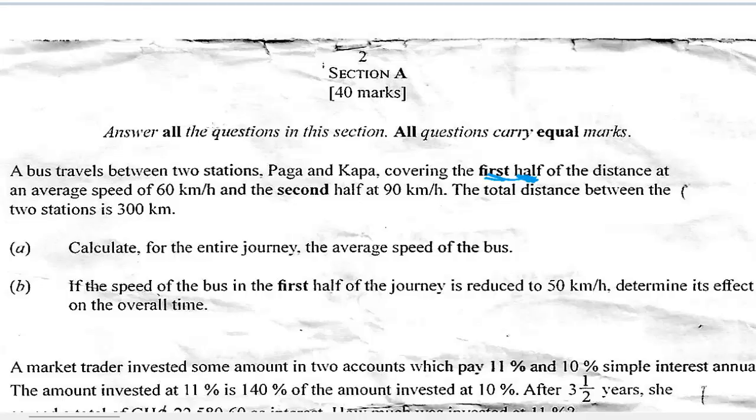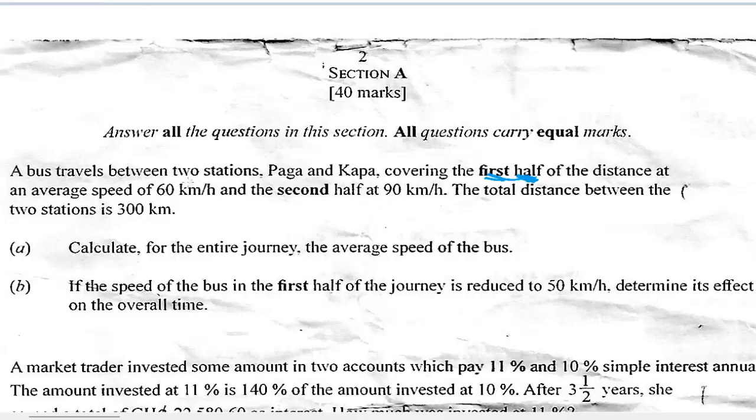Right. So the first half of the journey, the bus was traveling at an average speed of 60 kilometers per hour. Then for the second half, it increases the speed from 60 kilometers to 90 kilometers. This can be linked to real life situations, right? If you're driving at a certain speed and then along the way you realize that maybe you are getting late or something of that sort, you can simply increase your speed.